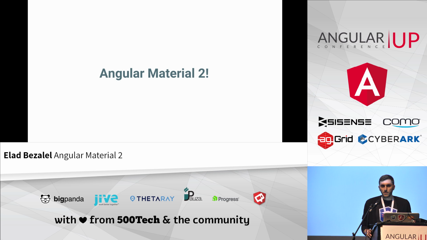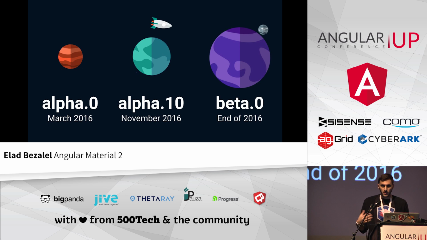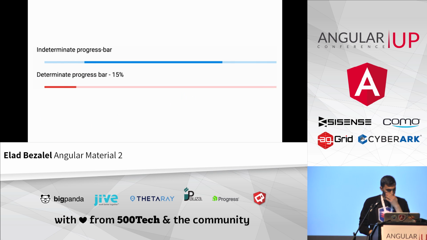Angular Material 2 is a complete rewrite of all the good stuff, all the components, so we can use everything of Angular 2. We released Alpha 0 back at Merge with just 6 components. Last week, we released Alpha 10 with almost 26 components. And we aim to release Beta 0 by the end of this year. So if you're interested, just look at us and see what's going on with that. And as you can see, we've made some progress.